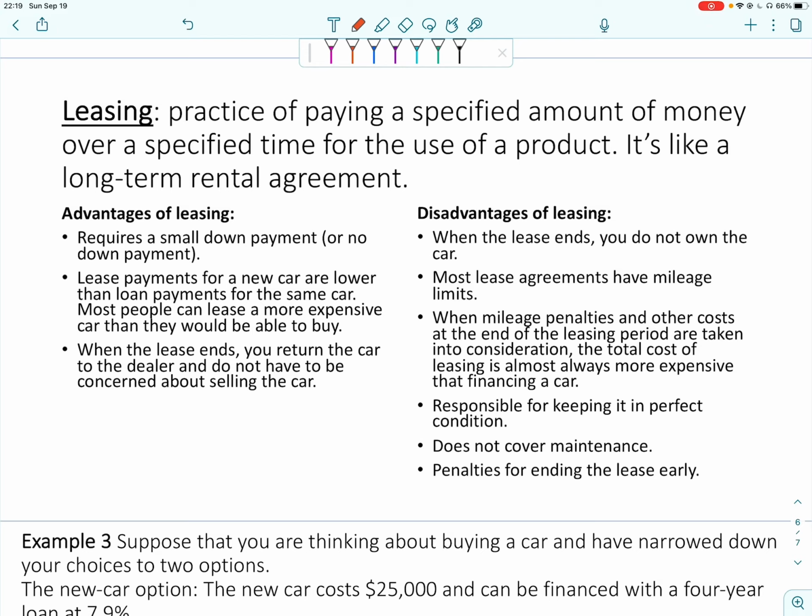I know a lot of people personally in my family who leased for a very long time. And then just in recent years, they have decided not to lease anymore. But it worked for them for a very long time. It just depends on what sort of lifestyle you have.